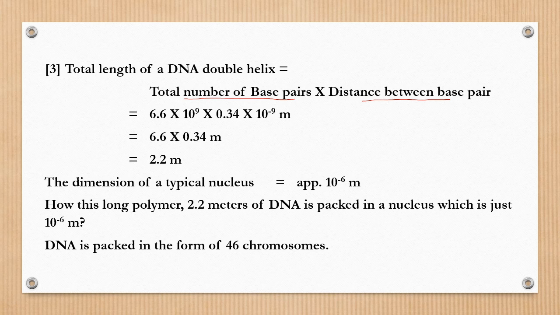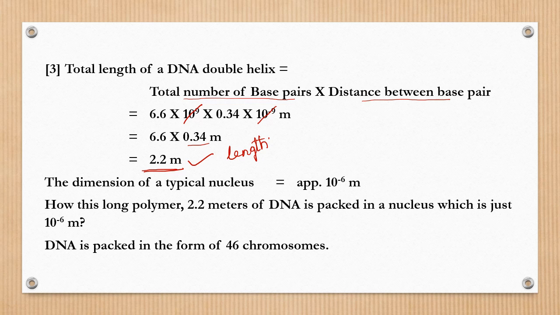So 10 to the power of minus 9 and 10 to the power of 9 cancel. Then it becomes 6.6 into 0.34 meters, which is approximately 2.2 meters length of that human DNA. So in a cell, the length of human DNA is 2.2 meters.